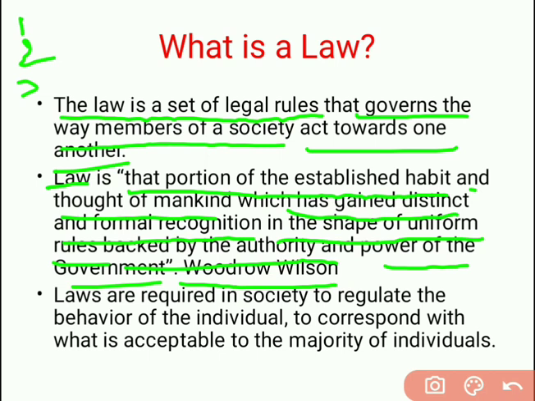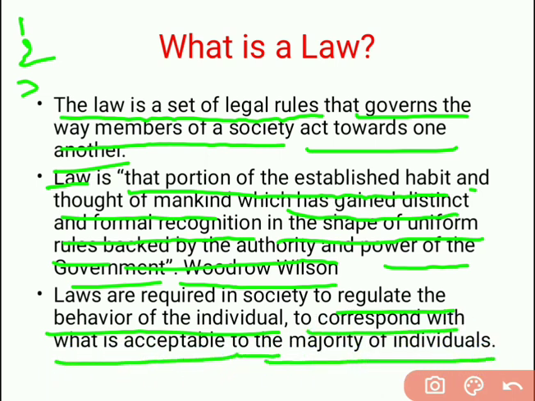Why? One reason is to regulate the behavior of the individual, because individuals may be uncontrolled, and that's why we need to control the behavior of the people to correspond with what is acceptable to the majority of individuals. What is the good thing that is to be passed to the majority of the individuals? What is the favorable thing that is to be applied to all human beings? That is the meaning.